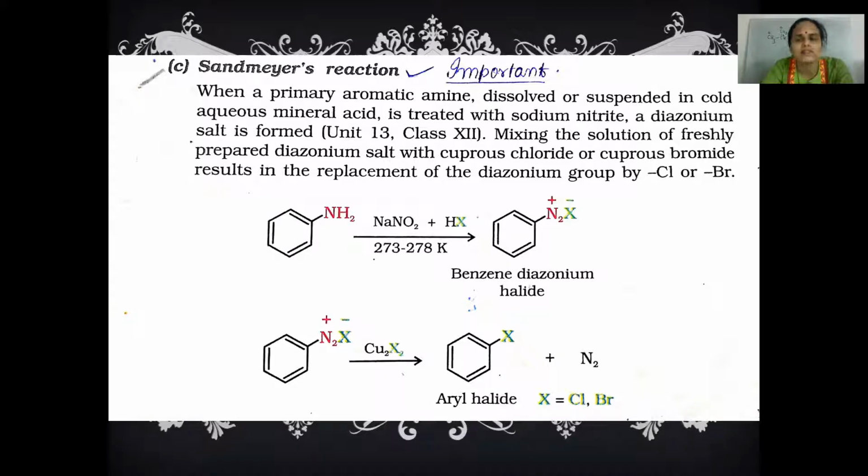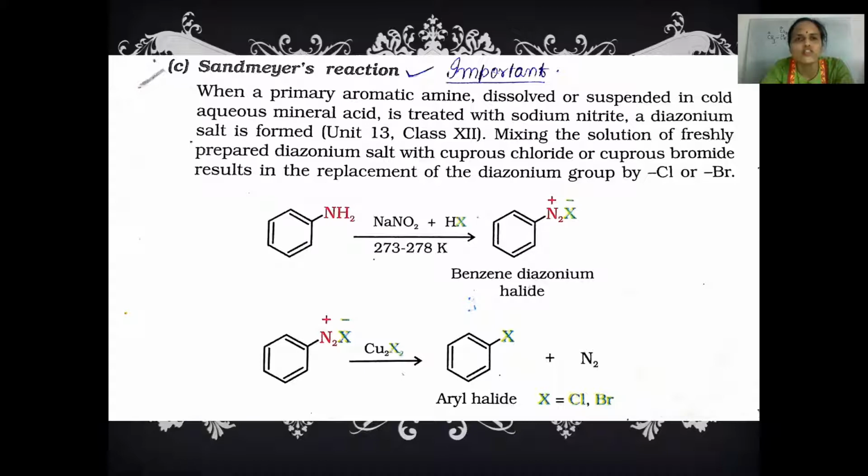Remember the temperature conditions, 0 to 5 degrees Celsius or 273 to 278 Kelvin. It results in giving you benzene diazonium halide salt. This benzene diazonium halide, when treated with cuprous chloride or cuprous bromide, results in giving you aryl halide. It may be chlorobenzene or bromobenzene, along with the evolution of nitrogen gas. So this is Sandmeyer's reaction.